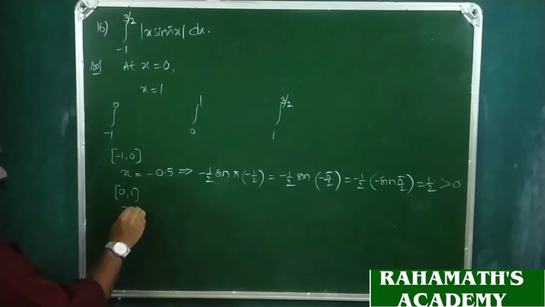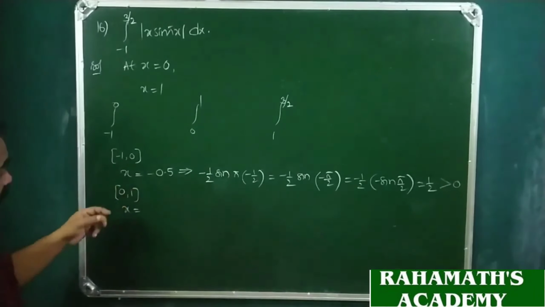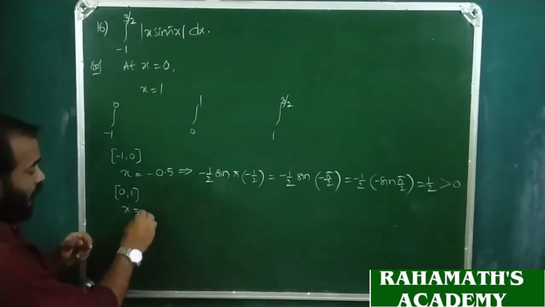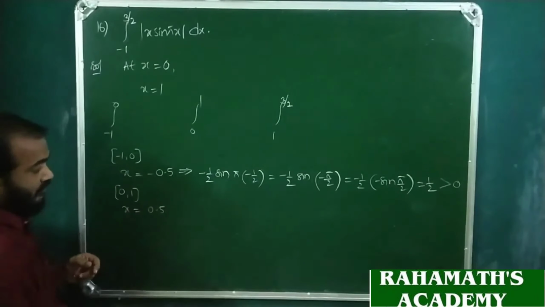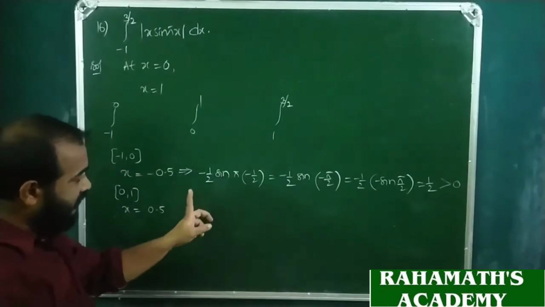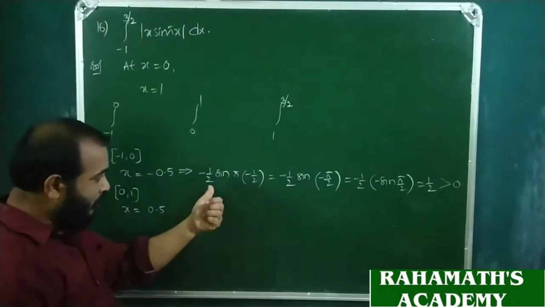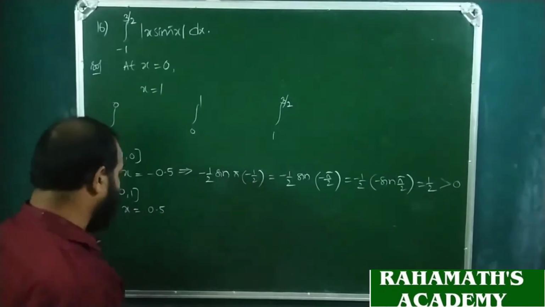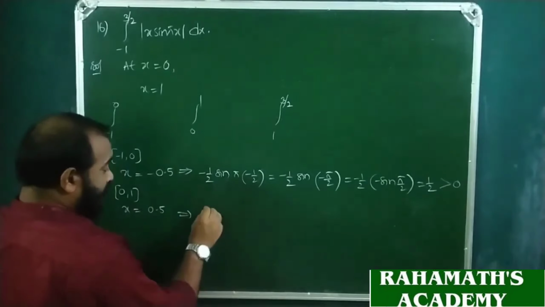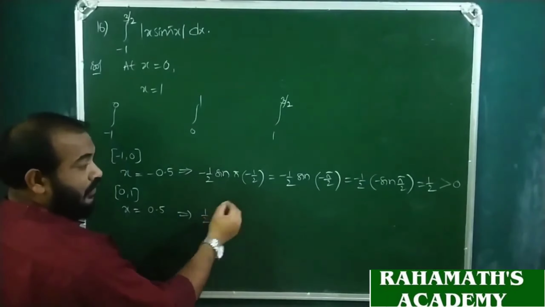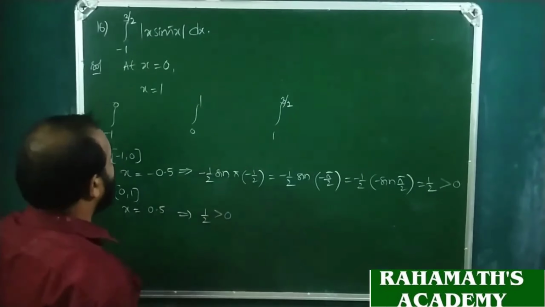Between 0 to 1, let us take any point which is 0.5. So x is equal to 0.5. If I take 1 by 2 into sine pi into 1 by 2, the same 1 by 2 is what we are going to get. So this is also positive.